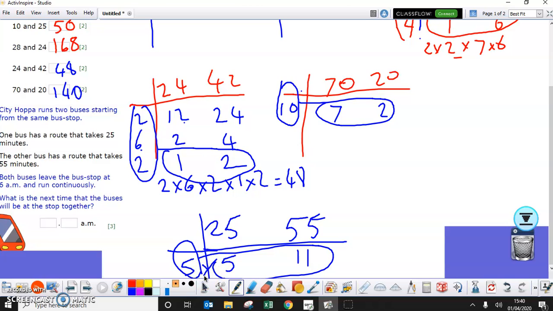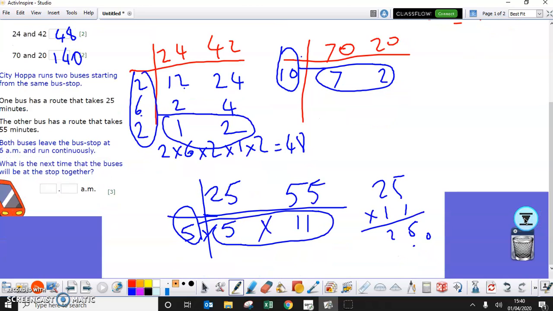So 5 times 5 is 25 times 11. 25 times 11 would be 0, 1 times 5, 1 times 2, 2, 7, 5. So I know that this question means 275 minutes before they intersect, and that is starting at 6 AM.